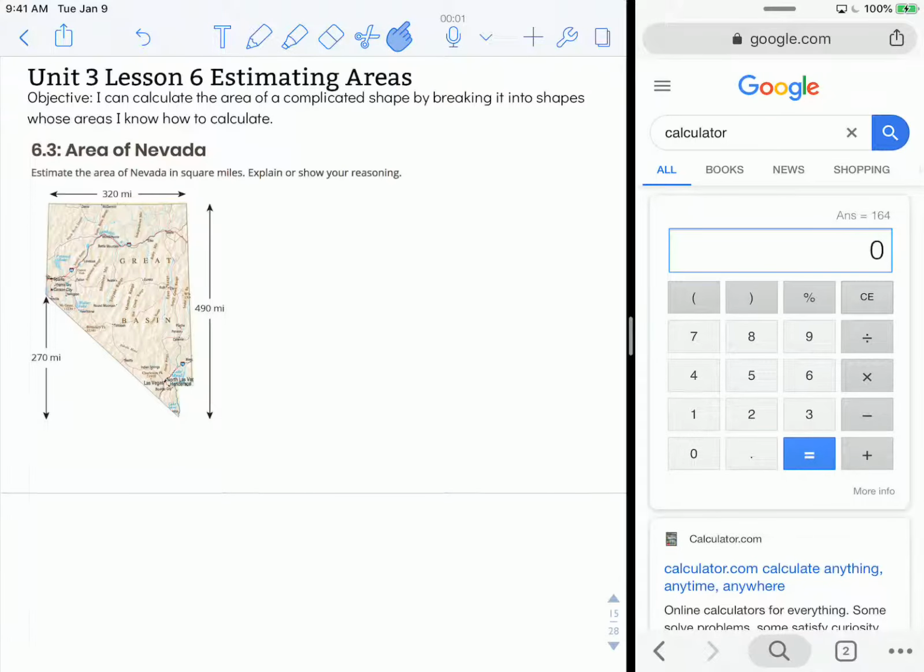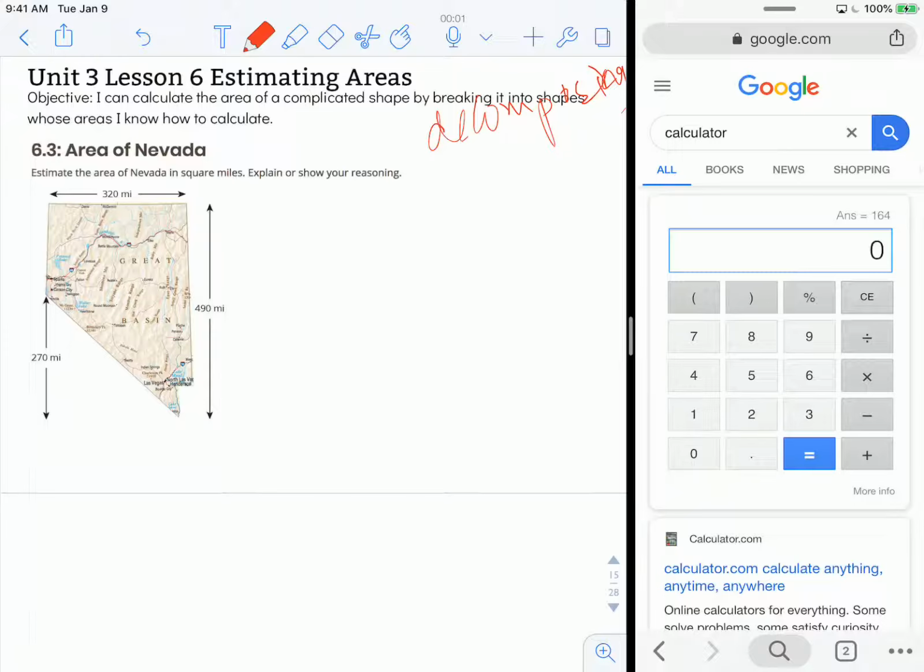We're looking at illustrative math for 7th grade. This is Unit 3, Lesson 6, Estimating Areas. The objective states I can calculate the area of a complicated shape by breaking it into shapes whose areas I know how to calculate. Let's use a little more sophisticated vocabulary. Instead of breaking it into shapes, let's use the word decompose, because we've been using that word since 6th grade. So I can calculate the area of a complicated shape by decomposing it into shapes whose areas I know how to calculate.